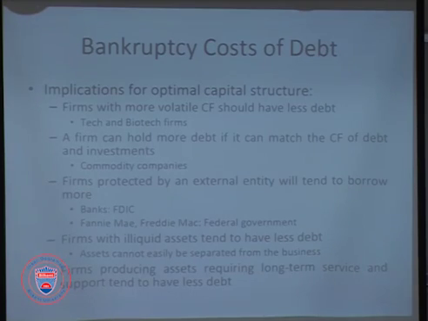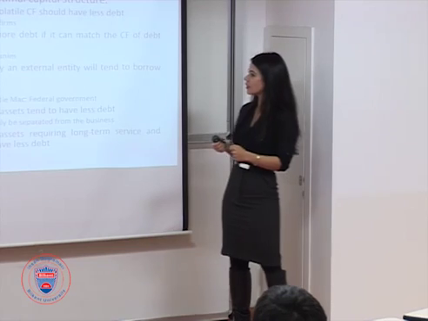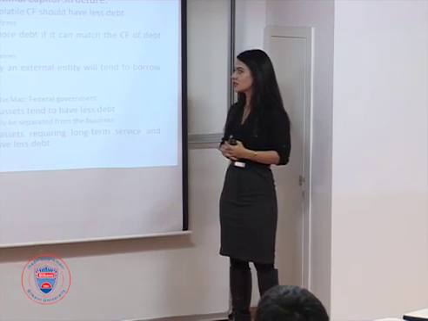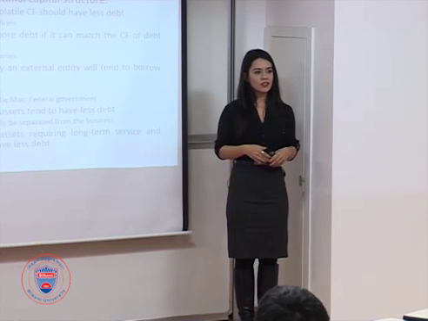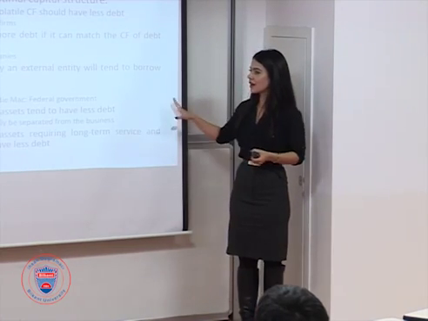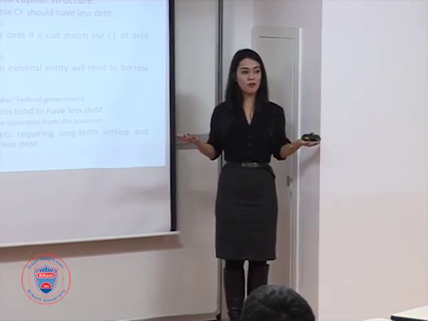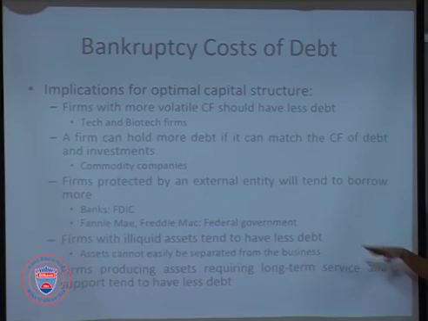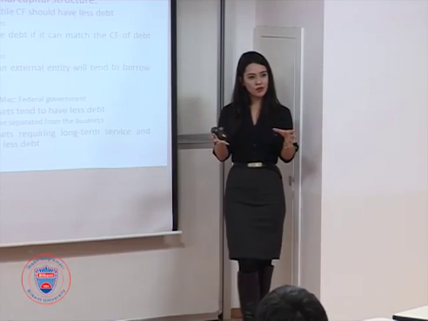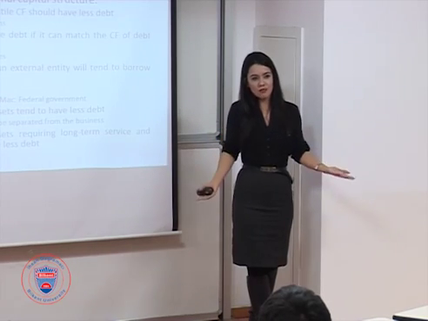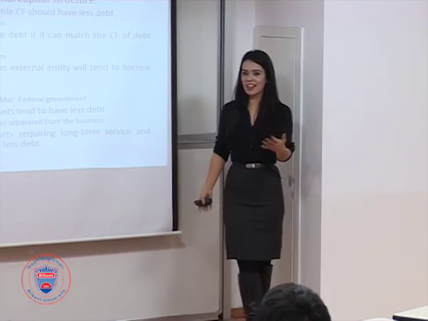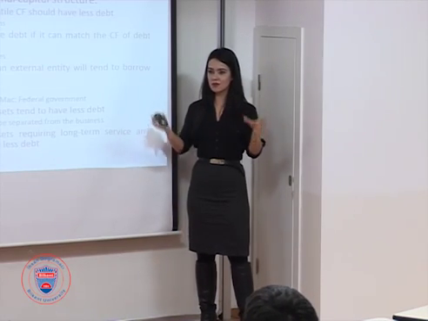So if you have enough cash flows, you can have more debt. Some firms are protected by an external entity. They will tend to go bankrupt more. When I prepared this, I was in the US, I think this was 2007, and it was before the huge bankruptcy cases. But like banks are protected by FDIC, and Fannie Mae, Freddie Mac are also protected by the federal government. So those kinds of institutions have lots of debt because they have protection. But you see, when they have lots of debt and we have a crisis, the economic system might be affected more.